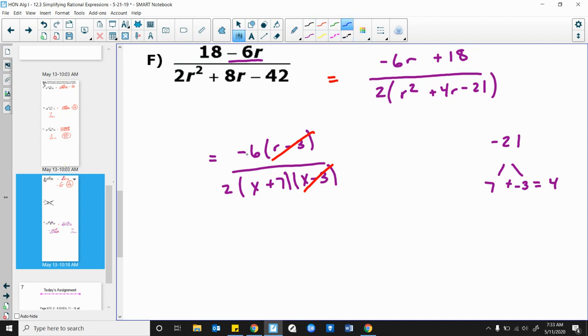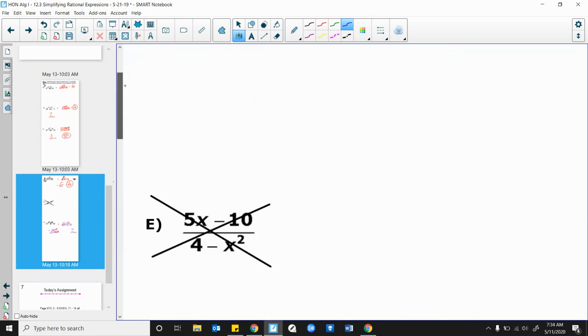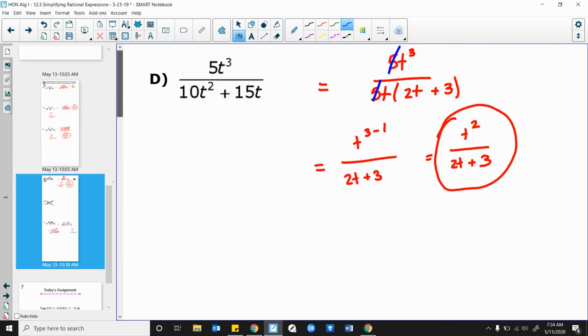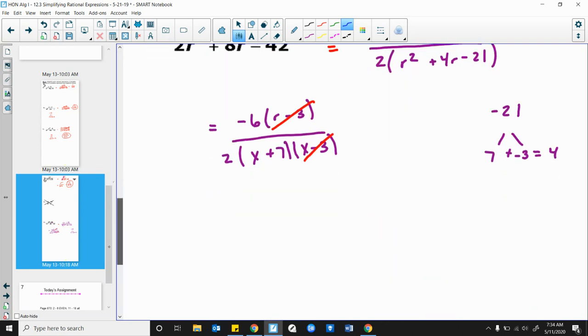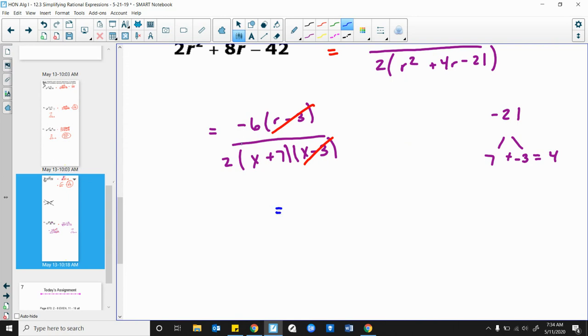Now, I can also simplify this. Negative 6 over 2. If I take negative 6 divided by 2, I get negative 3. And again, since I do an operation, it's the same thing here. If I do t to the third divided by t and get t squared, it goes on top. If I do negative 6 divided by 2, it goes on top. So my negative 3 goes on top here. Those canceled, so I'm left with, on the bottom, just an r plus 7.